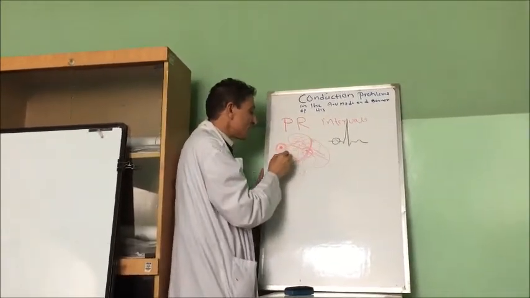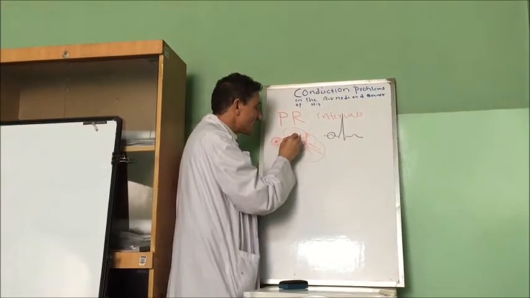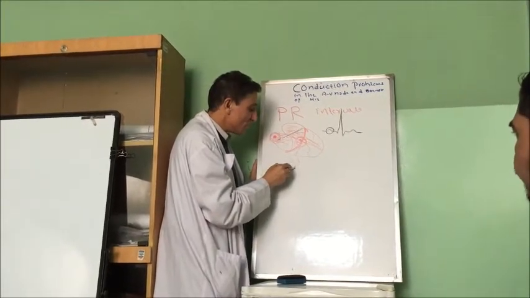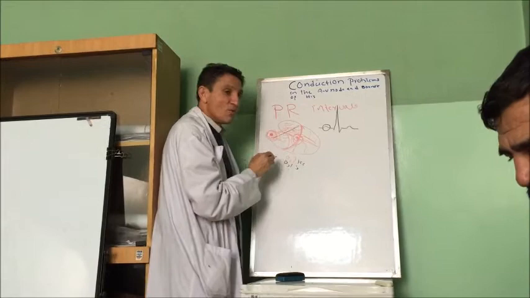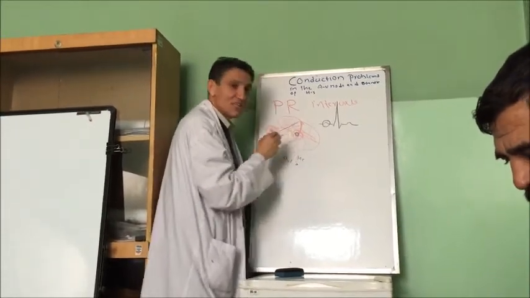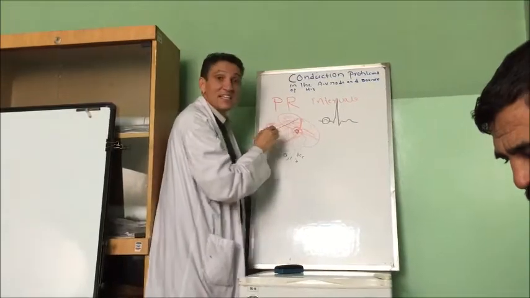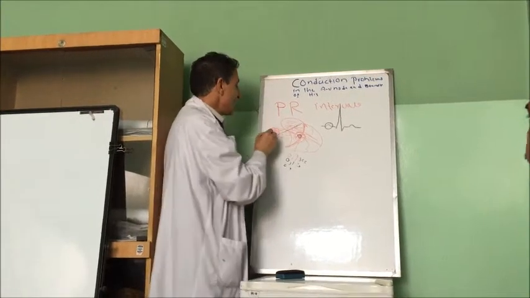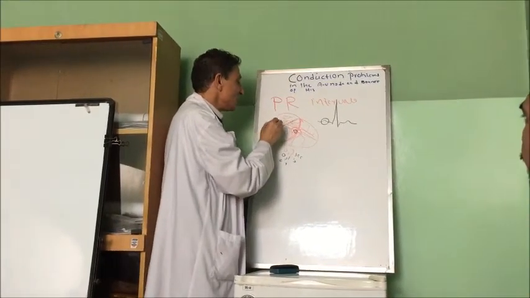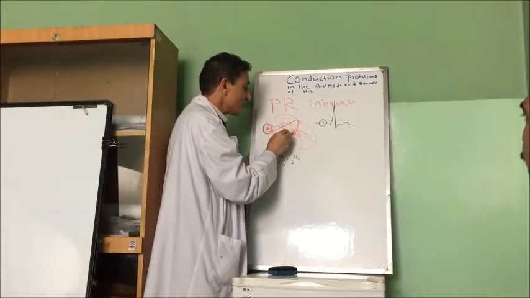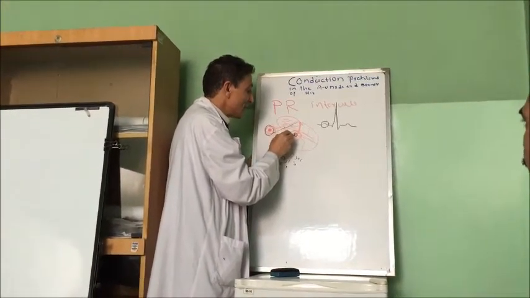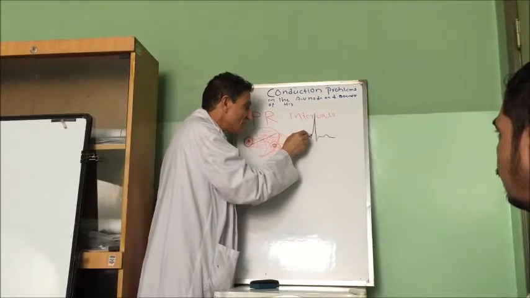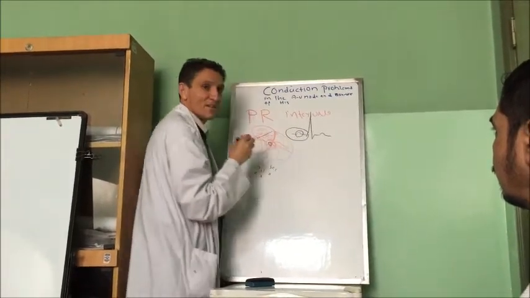After the P wave completes the depolarization, how much time does the depolarization of the P wave take? It takes 0.1 second. When the electrical impulse reaches the AV node, it is delayed in the AV node for 0.1 second. So when the electrical impulse is generated in the SA node, leads to depolarization of the AV node, and then passes from the AV node and leads to depolarization of the ventricle, this duration is called the PR interval.